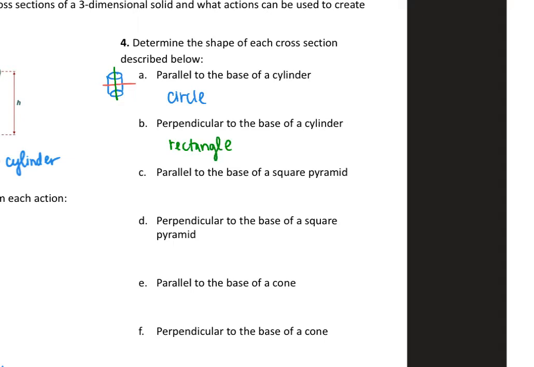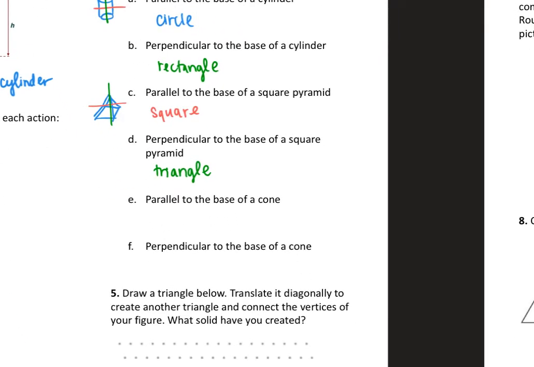A square pyramid looks something like this. So parallel to the base would be cutting like this, and if we open it up and looked at that, it would be a square. And then perpendicular, we would cut it this way, that would be a triangle. And then for a cone, parallel to the base would look like this, that would be a circle. And then perpendicular, we would cut this way, that would be a triangle.